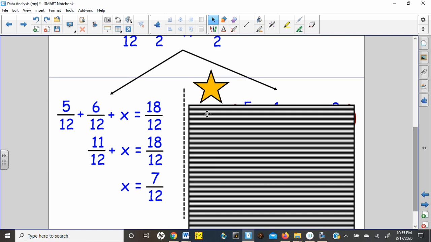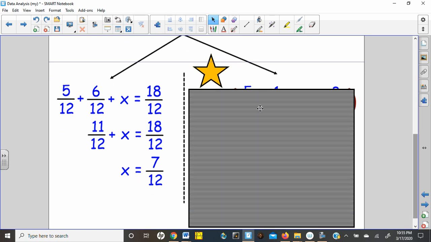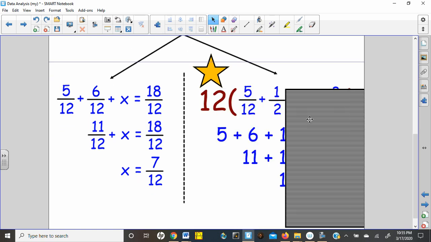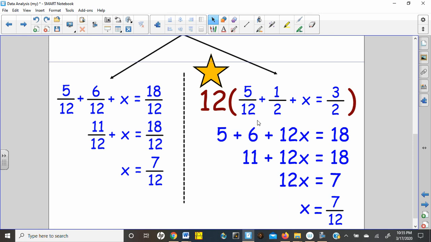Or, this is my star of the day, preferable method. Fractions make things harder. Get rid of them. Why not just multiply through by the least common denominator, 12, and you're going to get rid of those fractions within one quick step. 12s cancel, you get 5. 12 and 2 cancel, you get 6.